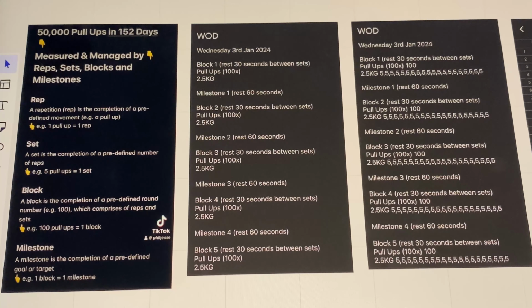And finally, column D will be pull-ups achieved. So what are those reps? If I've said, for example, on the 3rd of January 2024, I want to do 500 pull-ups weighted with a 2.5 kilogram weight, what did I achieve? That number will go in there. If I've achieved it, it's green. If I've not achieved it, it's red. And that is how I use the spreadsheet.